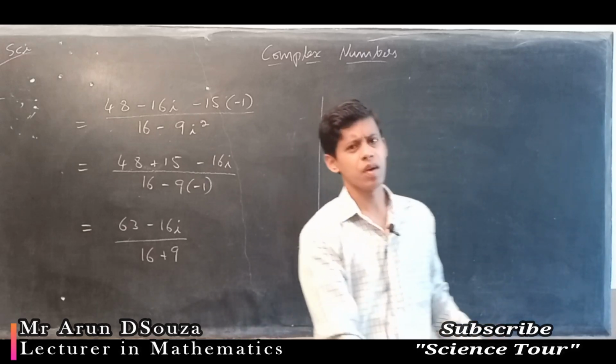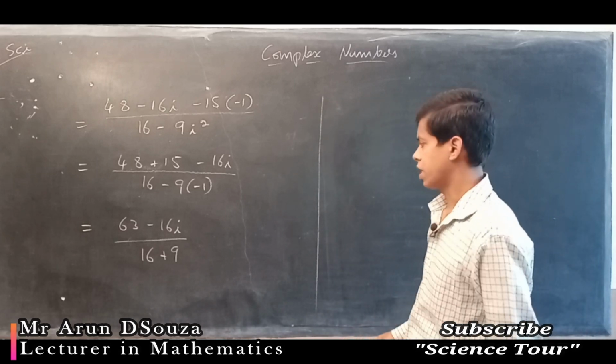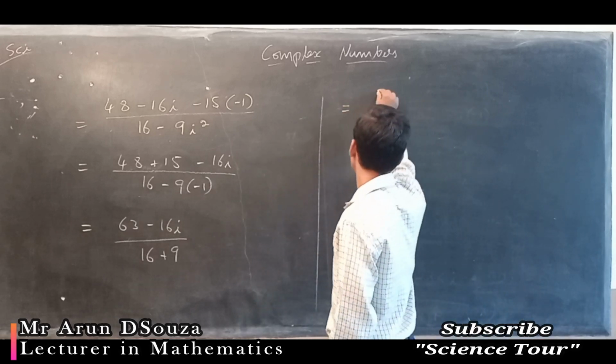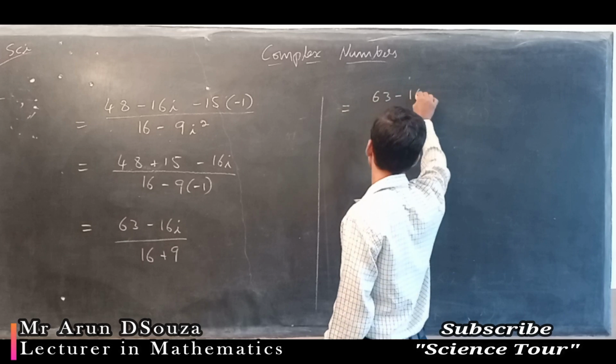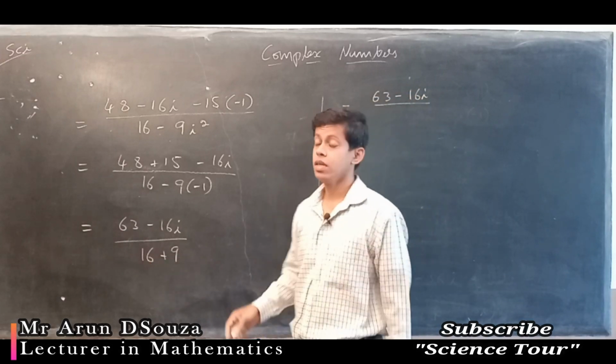So this can be a 3-mark question. There are no 5 marks in this chapter; the maximum you can get is a 3-mark question. So this is (63 minus 16i) divided by (16 plus 9), that is 25.